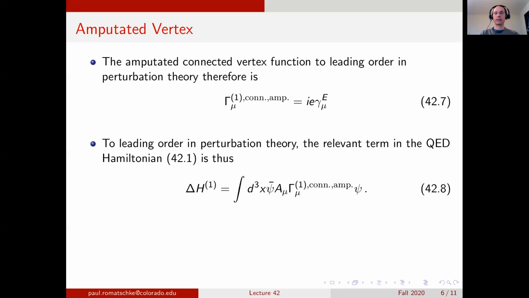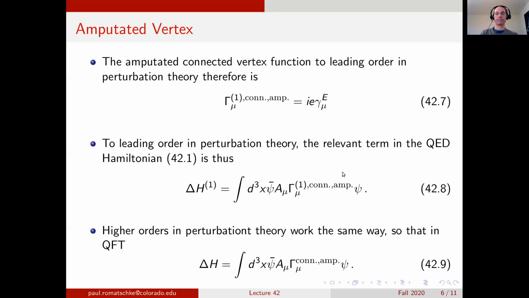That is, of course, the relevant term in the QED Hamiltonian. So basically, we have the first order perturbation theory Hamiltonian given by the integral over ψ̄ A_μ γ^μ ψ, where γ^μ is now the amputated vertex function, since these are the same thing. And it's not hard to generalize this to arbitrary order in perturbation theory. In higher orders in perturbation theory, we expect that the Hamiltonian correction has the full connected and amputated vertex function instead of just ieγ^μ in the Hamiltonian.